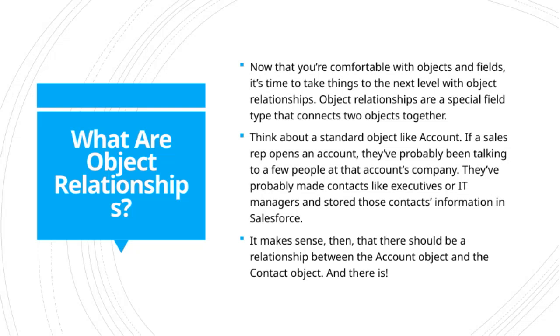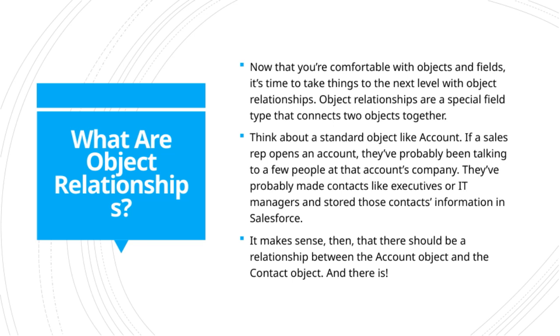Now that you're comfortable with objects and fields, it's time to take things to the next level with object relationships. Object relationships are a special type of field that connects two objects together. Think about a standard object like account. If a sales rep opens an account, they've probably been talking to a few people at that company. They've likely made contacts like executives or IT managers and stored those contacts' information in Salesforce. It makes sense, then, that there should be a relationship between the account object and the contact object. And of course, there is.